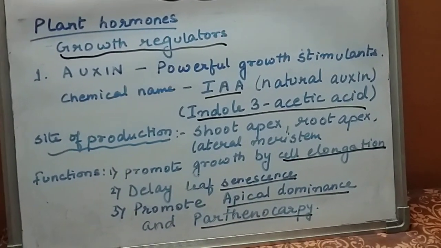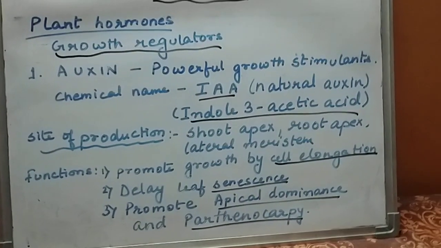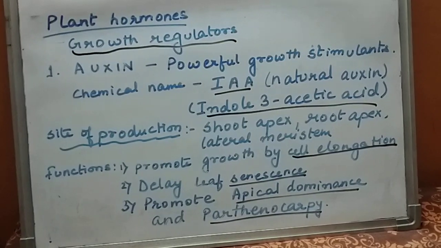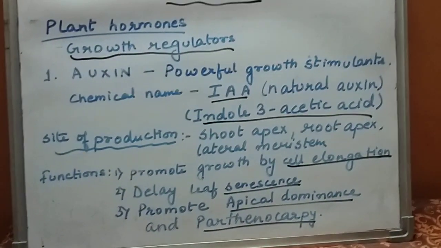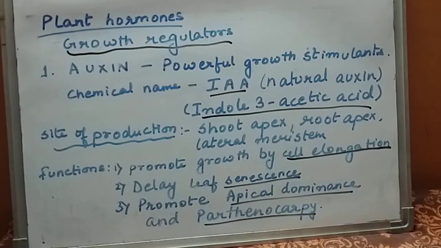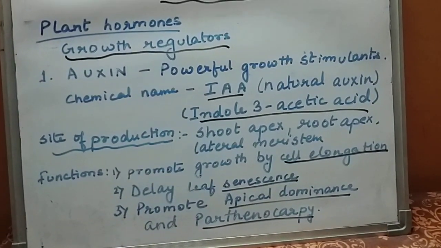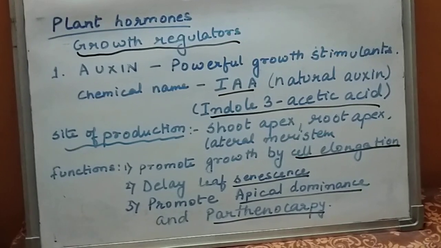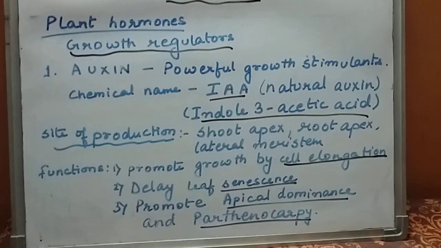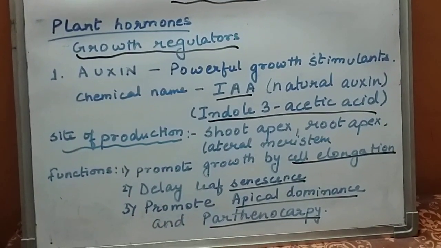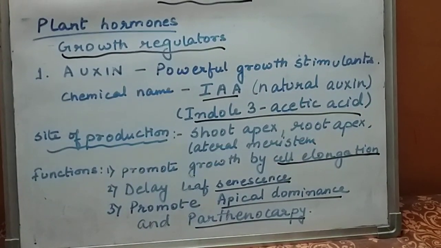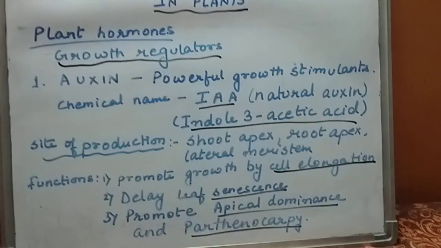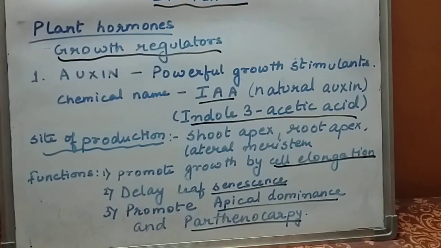And the function of this hormone is promoting growth by cell elongation, not by cell division. Mind you, children, you have to note this down. So the growth of the plant is by cell elongation. Secondly, it delays leaf senescence. What is senescence? Senescence is falling of the leaves, the aging of the leaves or the plant. So it prevents them from falling off.